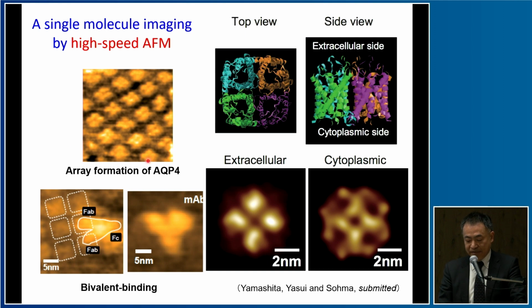As I already told you, aquaporin 4 makes this kind of array formation. We overexpressed aquaporin 4, purified it and reconstituted it in the black membrane, the lipid bilayer. And this is the single monomer. In case of aquaporin 4, single monomers make higher array, orthogonal array formations. And if you look here, one arm of the IgG can recognize and bind to one tetramer, and the other arm can recognize and bind to the adjacent tetramer.